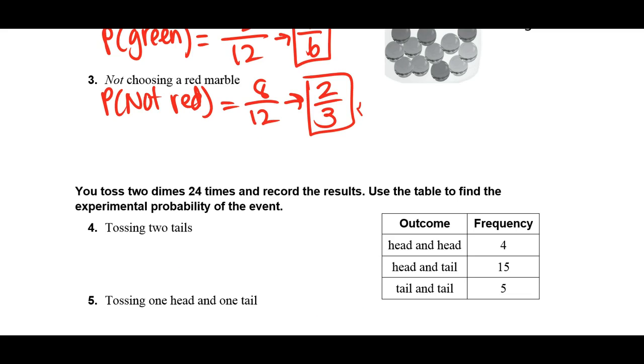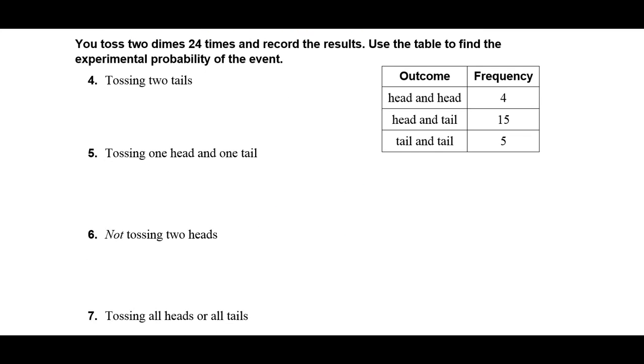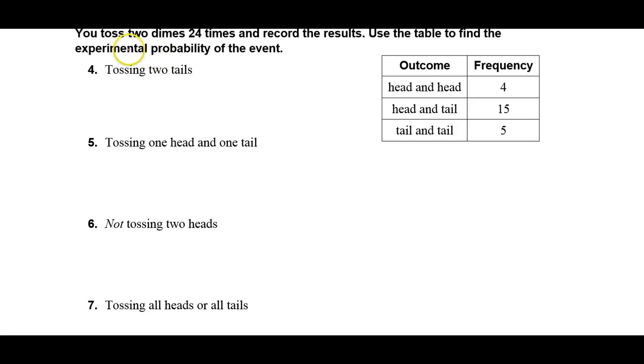All right, numbers 4, 5, 6, and 7. Tossing 2 tails. So this is experimental probability. I conducted an experiment, and this is the data that I got from my experiment. So tossing 2 tails, once again, finding probability, you need probability notation. Okay, so I tossed this dime 24 times, and I got 2 tails 5 times right here. So that's 5 out of 24, and that cannot be simplified.